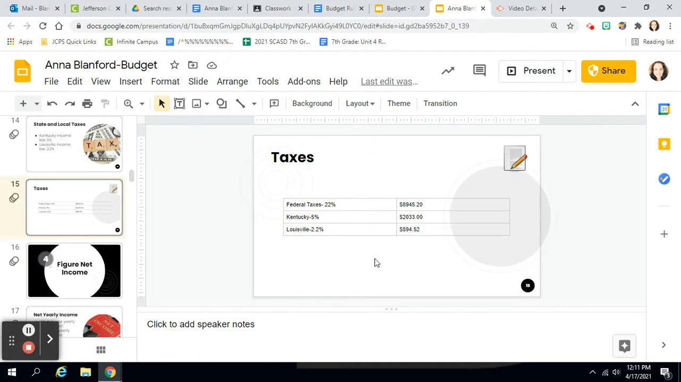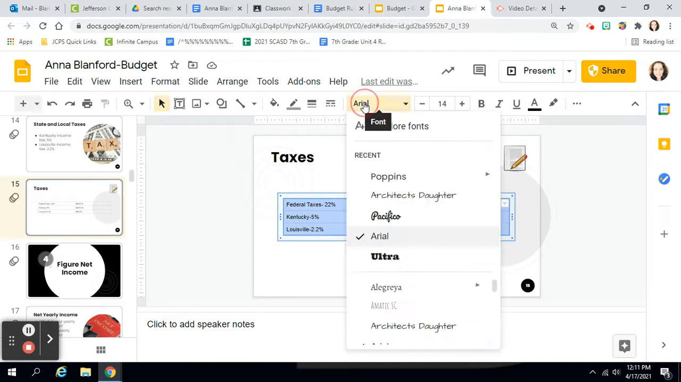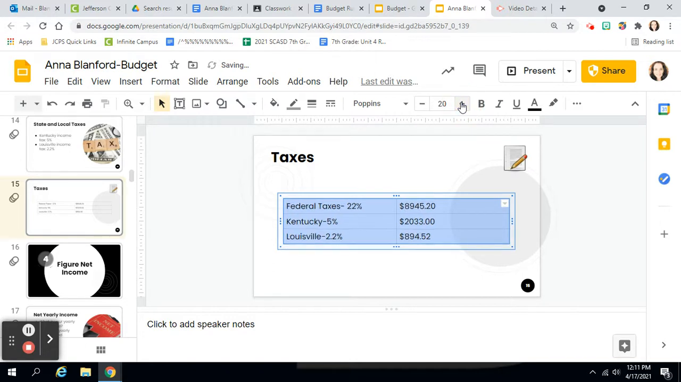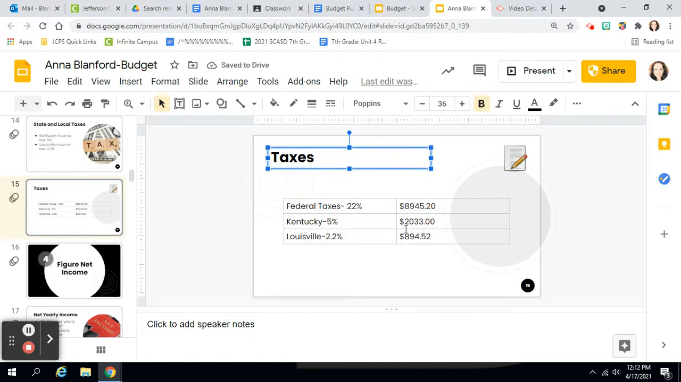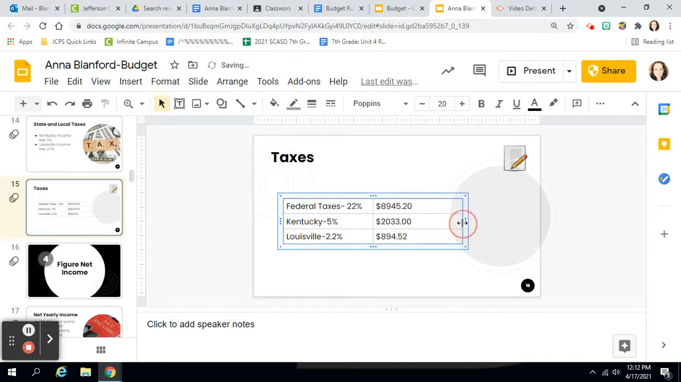Okay, so I finished filling out this table. And even though I've got the table, I kind of want to make it look a little bit nicer. So I can change my font to whatever I want. All right, let's do this one. I actually want it a little bit larger. And the other thing is, I don't like how big this is, so I'm going to make this table a little bit smaller.